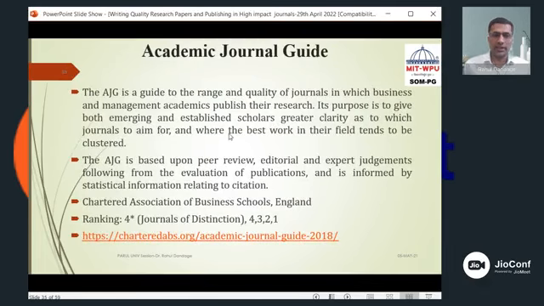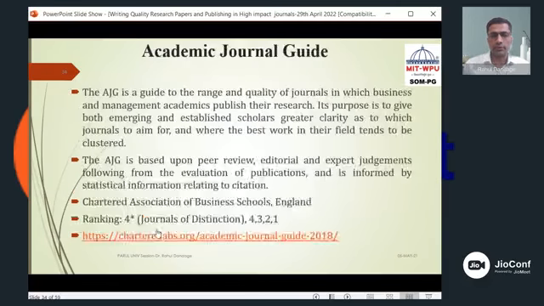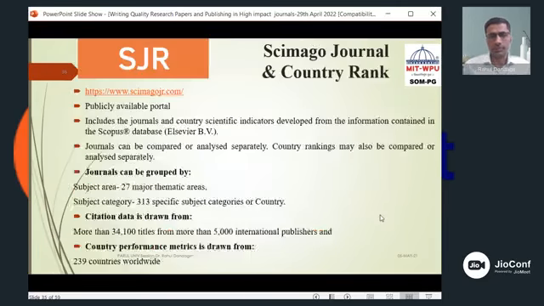The Academic Journal Guide (AJG) classifies the journals into 4 star, 4, 3, 2, 1. So again, like here it is A star, A, B, C, they have 4 star, 4, 3, 2, 1.